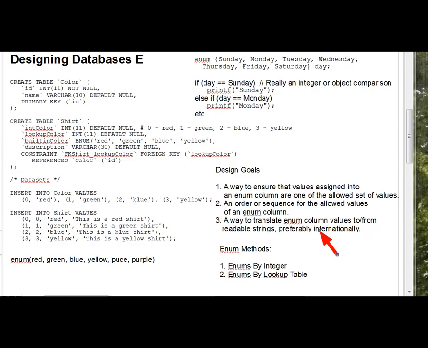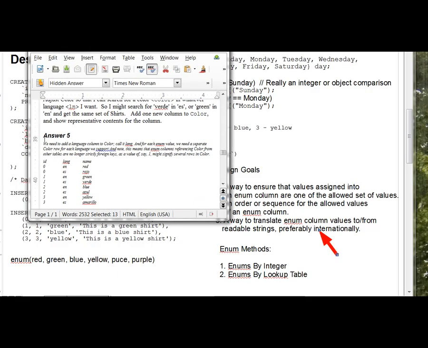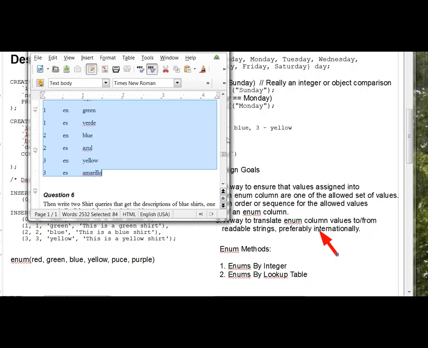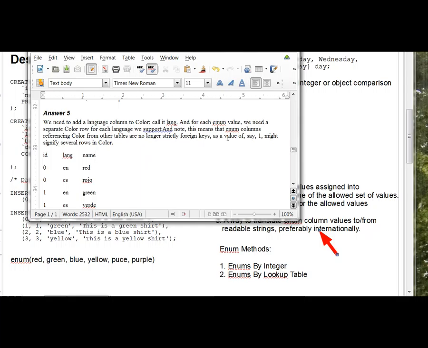So by way of answer, I'm just going to drag the notes into the visual area here. And this is what we kind of need to do. We're going to add a language column to color. Call it lang. And for each enum value, we need a separate color row for each language that we support. And note, by the way, that this means that enum columns referencing color from other tables are no longer strictly foreign keys. Value, say, 1 might now signify several rows in color. An ID is not a unique primary key. But we'll have a 0 for EN and red and a 0 for ES and rojo and so forth.